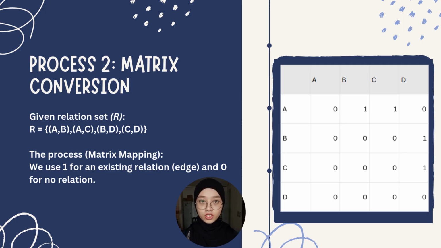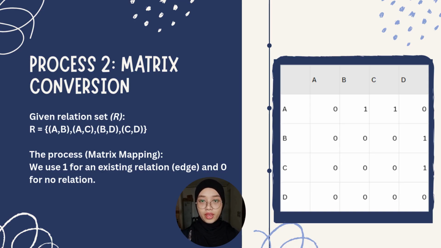Let's look at the computational process. Computers only understand numbers. To solve this, the visual relation set, which consists of the directed pairs AB, AC, BD, and CD, must be translated into a binary adjacency matrix. So let me guide you through how this matrix is constructed step by step. First, we create a grid of our nodes from A, B, C, D to A, B, C, D. If a directed edge exists, we input a value of 1. If no edge exists, we input a 0.